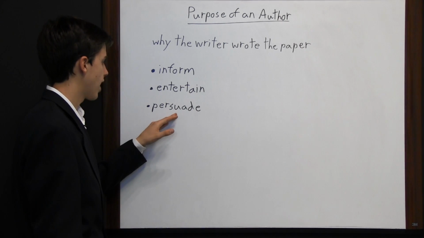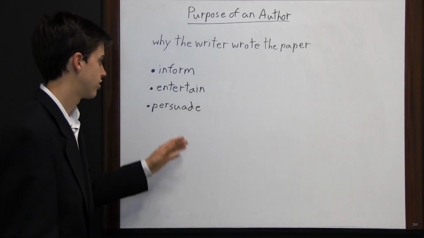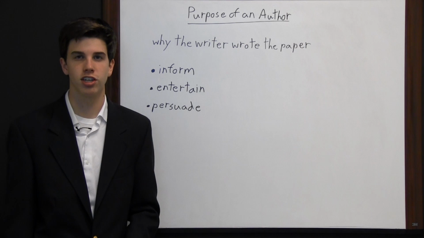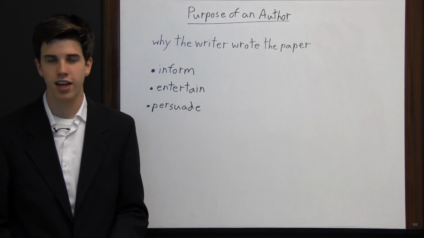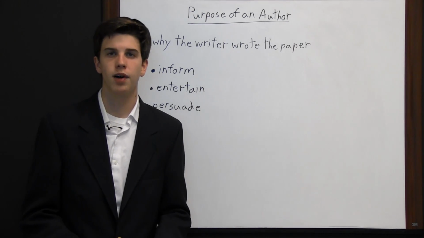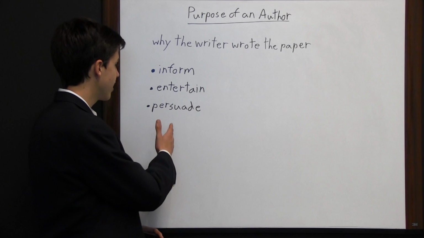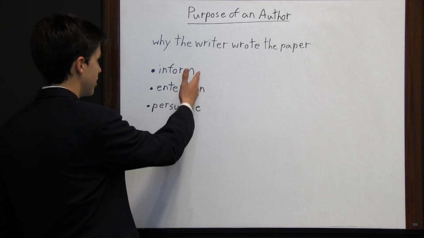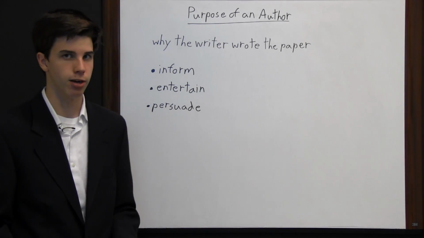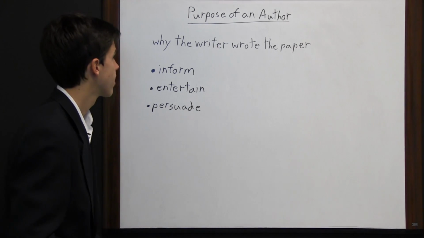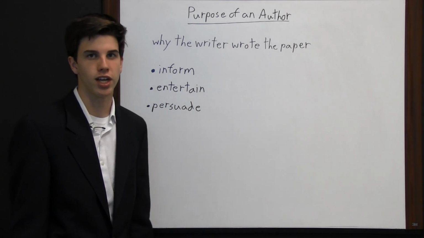Then finally, the third purpose is to persuade. This is actually the hardest type to determine because generally an author is going to try to hide that they're trying to persuade you. Because when someone knows they're being persuaded, they're going to be wary or skeptical of the arguments the writer is throwing at them. So a lot of times a writer will disguise their persuasive paper as a paper that's meant to inform or entertain, but actually it's meant to persuade the reader. Those are the three main types of purposes of an author: to inform, to entertain, or to persuade.